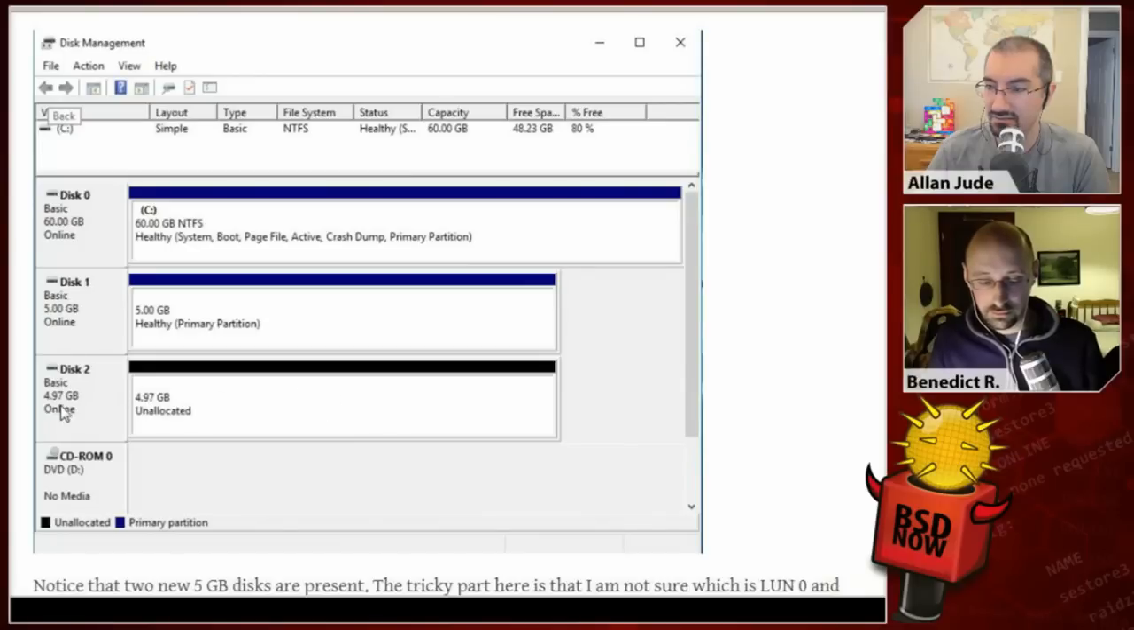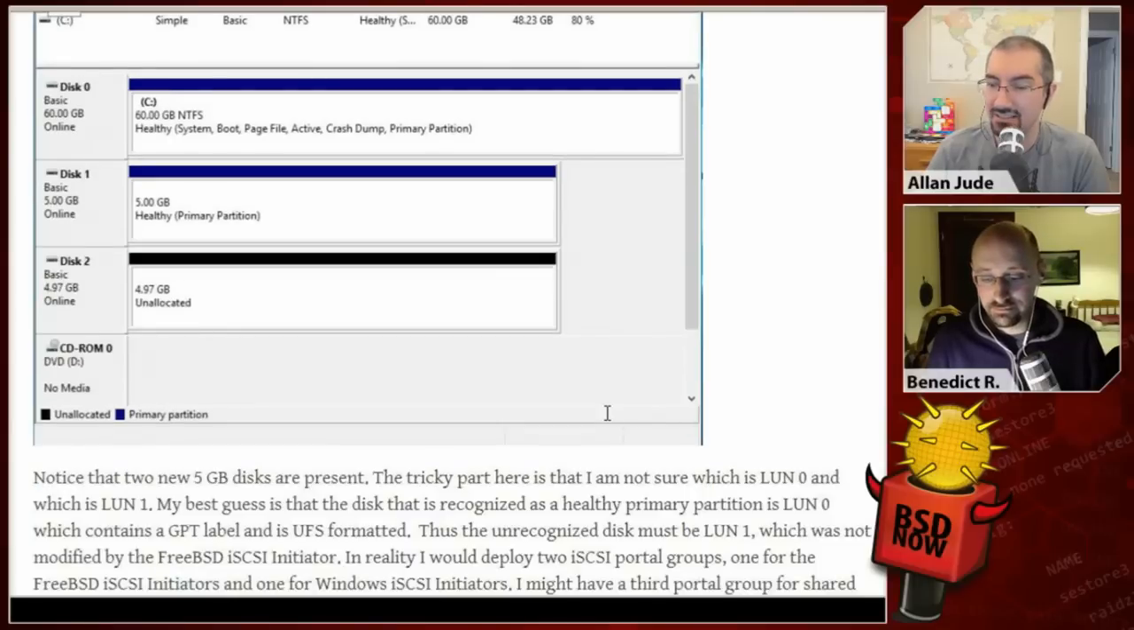in your Windows panel, and you can partition it and format it and run NTFS on it. And it's actually the hard drive in a FreeBSD server on the other side of the network.